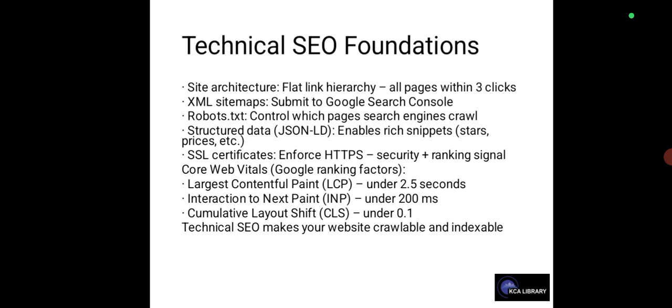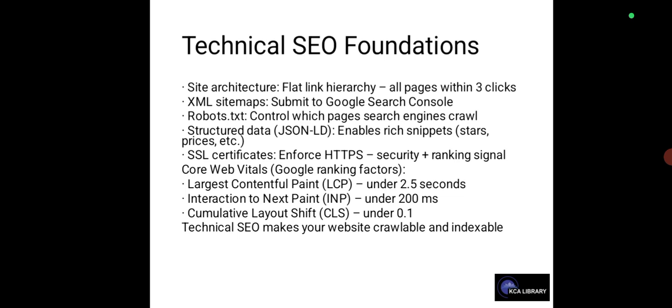Then after that, you go to building robots.txt. It controls which pages search engines crawl. It's called robots.txt. Then after that, you add structured data. You can use JSON-LD, which enables rich snippets like stars, prices, and etc. Okay. Then you also include SSL certificates, where you enforce HTTPS, that is security and a ranking signal.